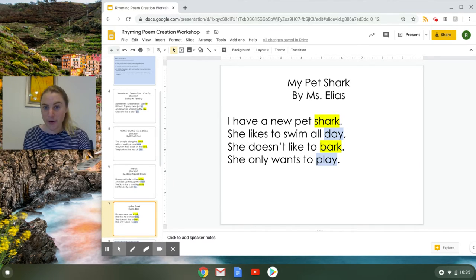I called this poem My Pet Shark. And as you can see, I followed the ABAB rhyming scheme.